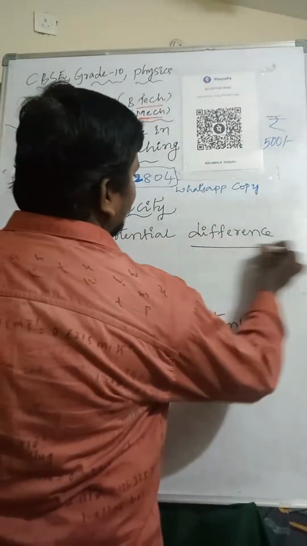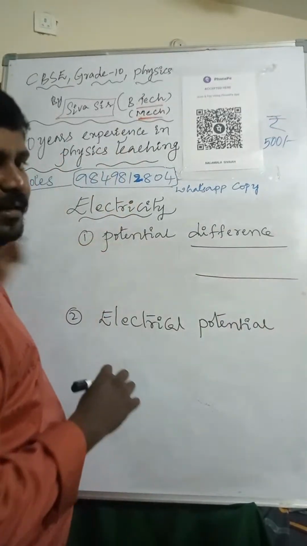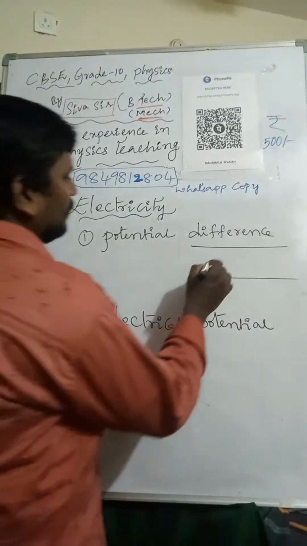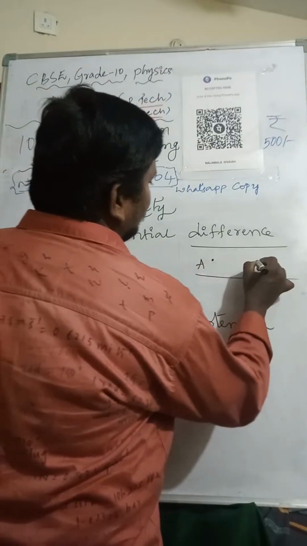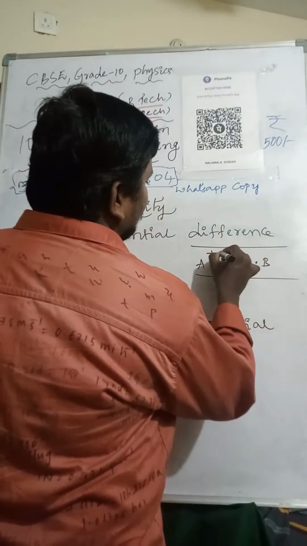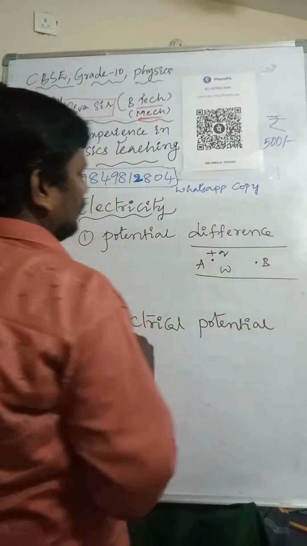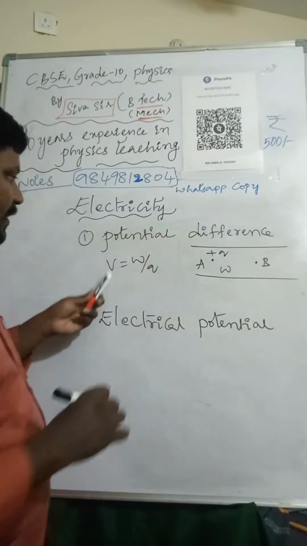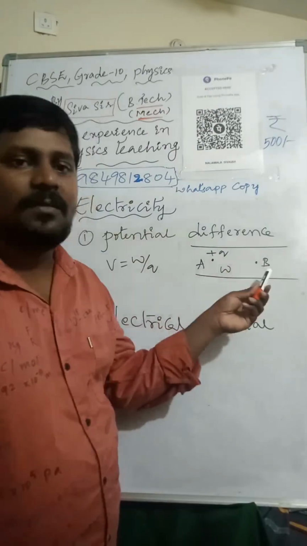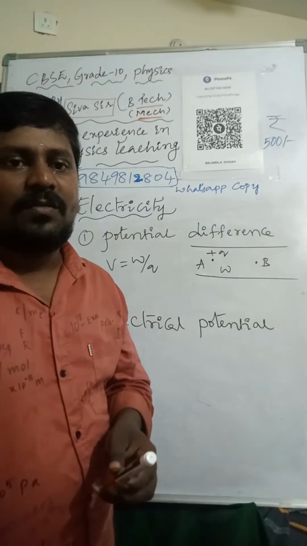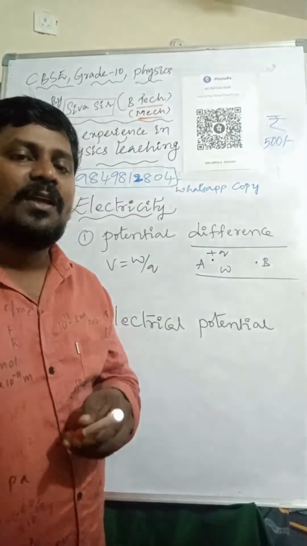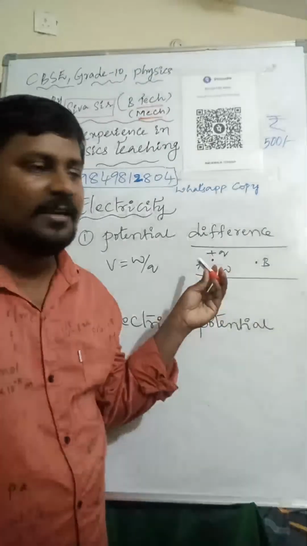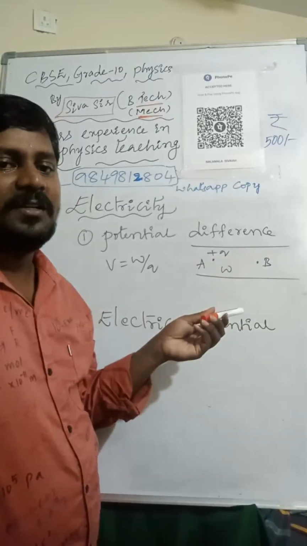I am considering here this is the conductor. Work done to bring the positive charge, so I am considering this is A and this is B. Positive charge is there, so we are doing some work. So V equal to W by Q. Work done to bring unit positive charge from one point to another point within the conductor is called electrical potential difference.